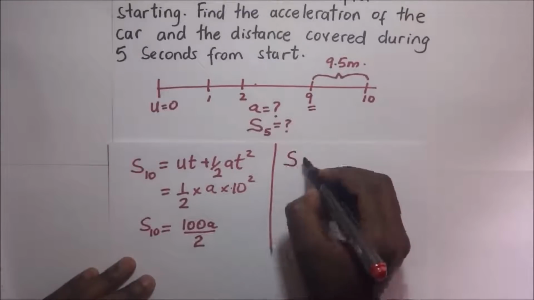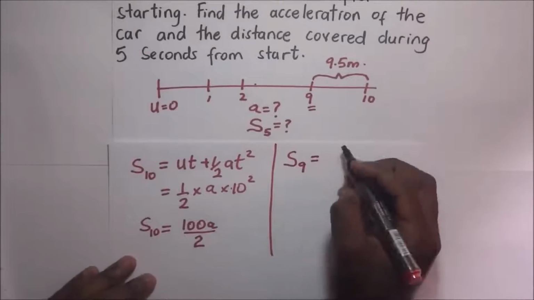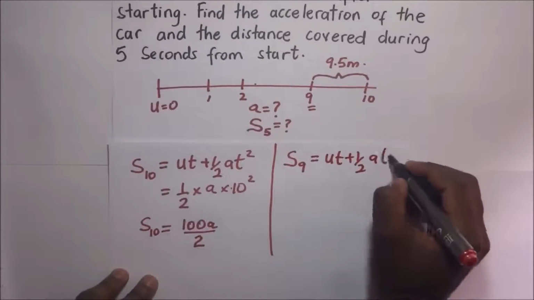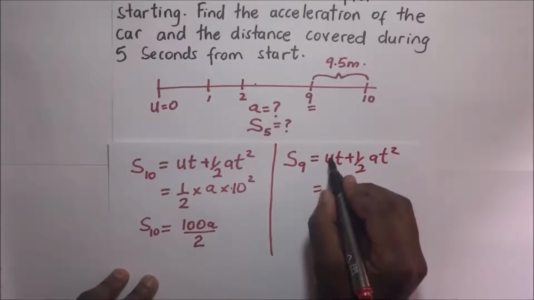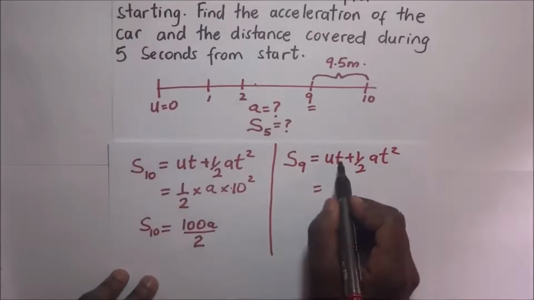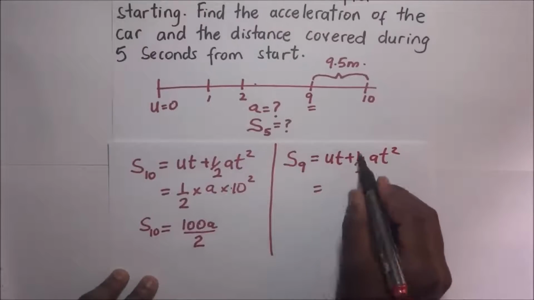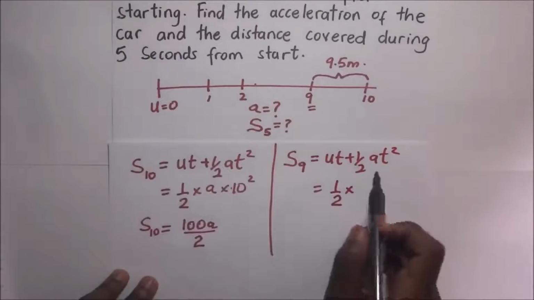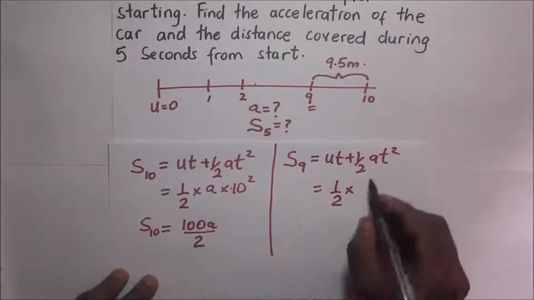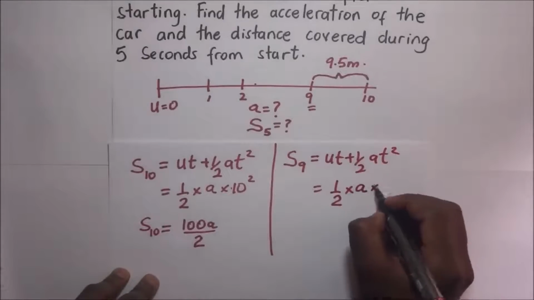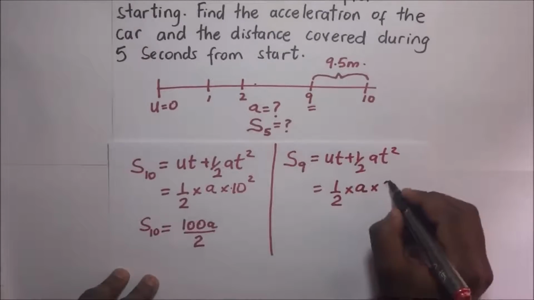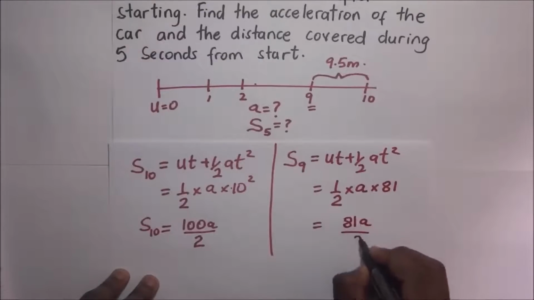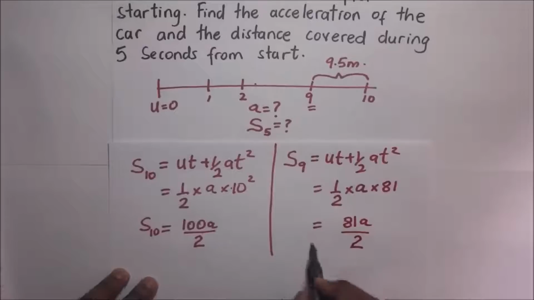The expression for S9 is going to be equal to, still again, UT plus a half AT squared. That's going to be initial velocity 0, so it's 0 times T, this whole term would die, plus a half times the acceleration. The acceleration in this case is not known yet, times the time squared, which is 9 squared, which is 81. So we shall end up with 81A, divided by 2. That is S9.